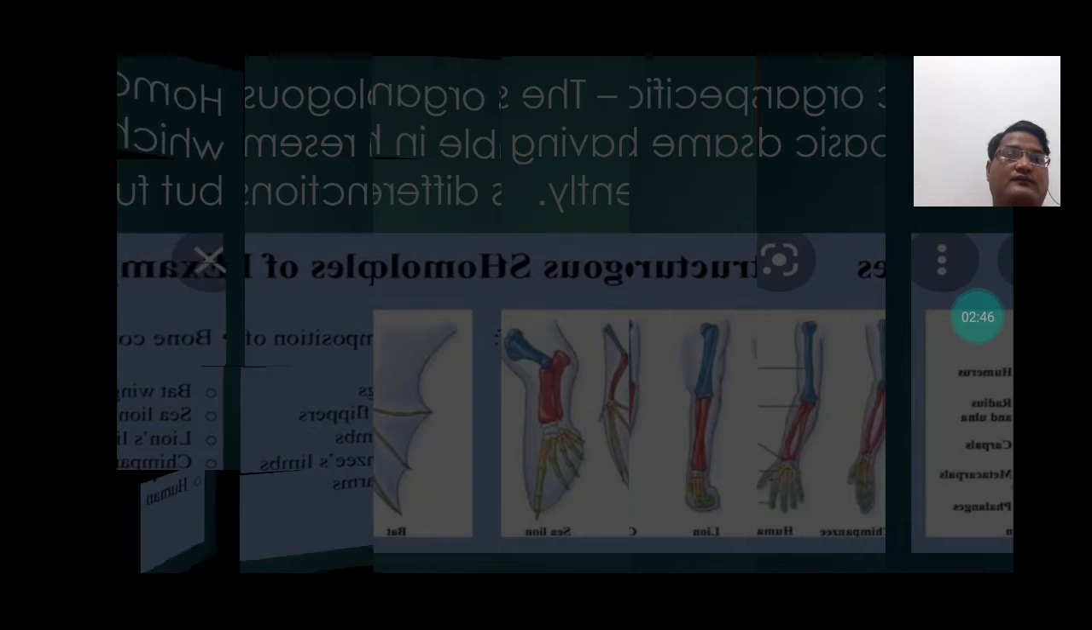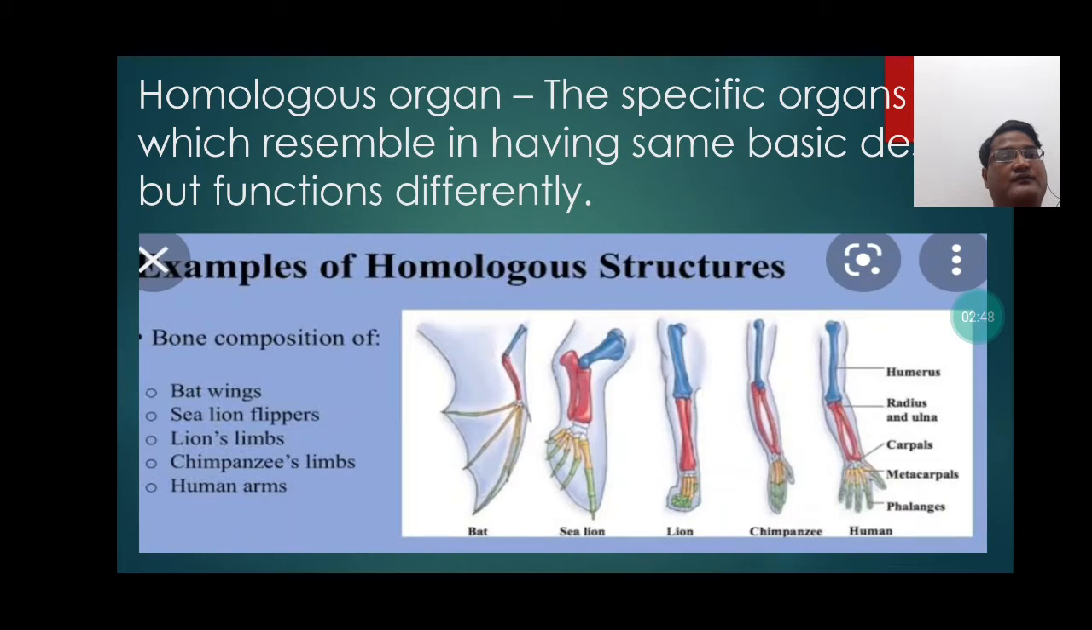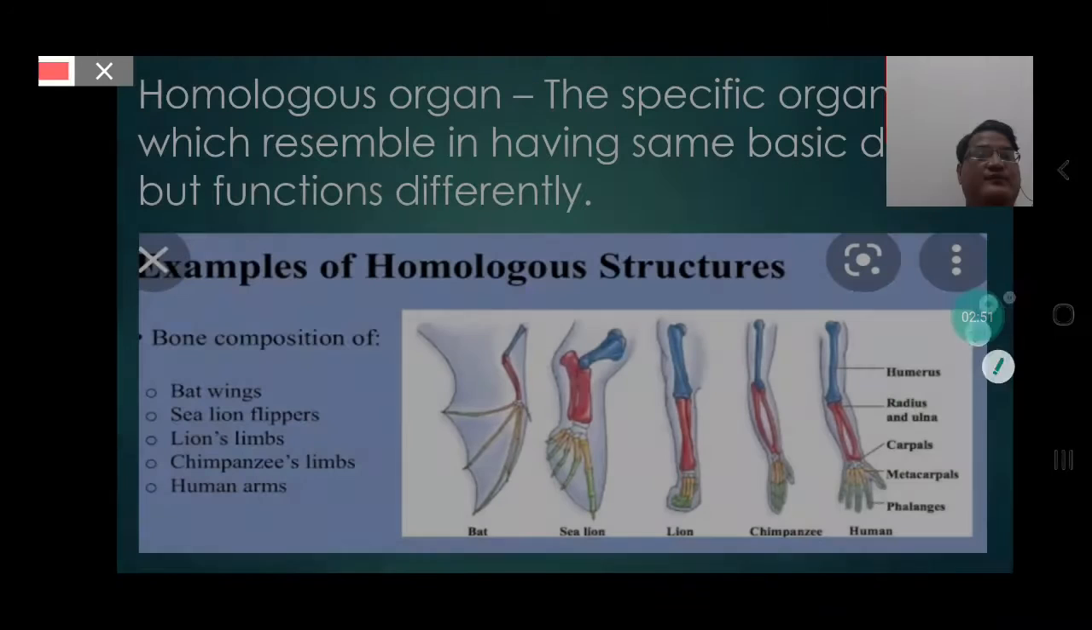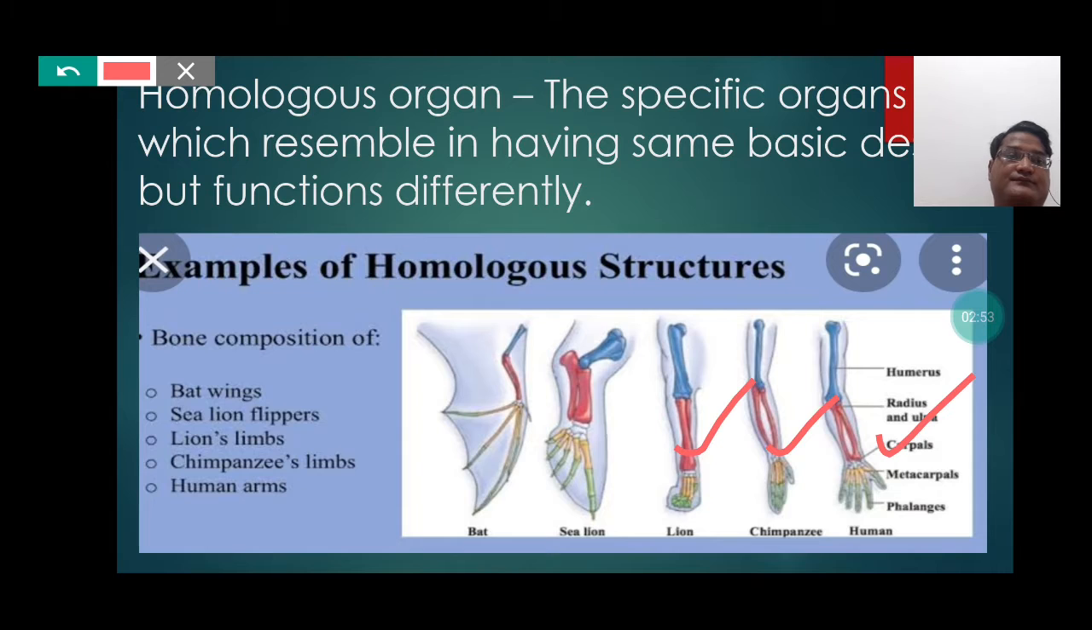So this shows that the basic design of these organisms are exactly same, because all these bones and even the arrangement of bones in all of these three organisms appears more or less same. But students, if you concentrate on the functioning, then the functioning of these organs are quite different.